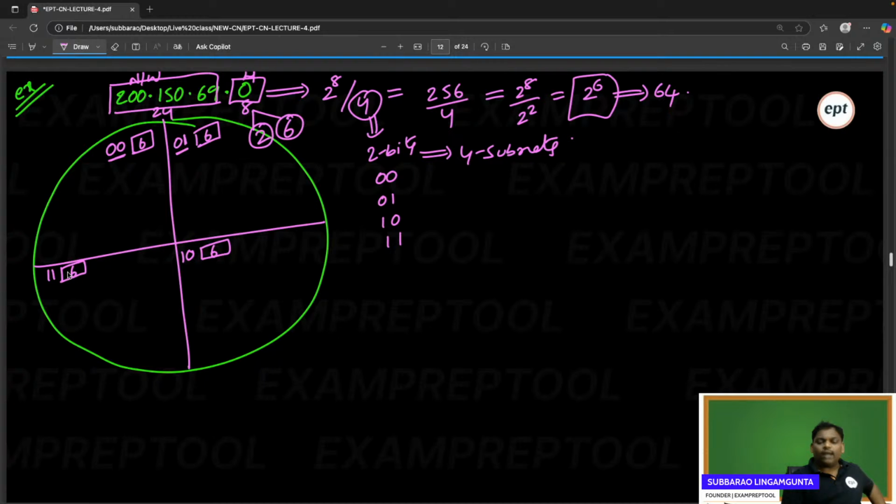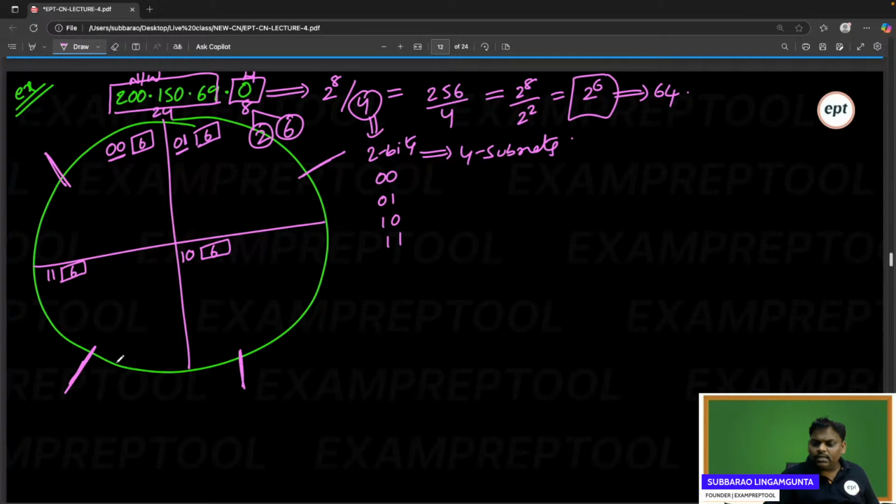I took one class C network which contained 256 IPs. I want to make it as 4 subnets, so I divide by 4. 256 by 4 means 2 power 8 by 2 power 2, 2 power 6, 64 IPs in one subnet. So if you want 4 subnets, 2 bits are required. With the 2 bits, 4 subnets are possible: subnet 00, subnet 01, subnet 10, subnet 11. It is the first subnet, the second subnet, the third subnet, the fourth subnet. There are 4 subnets.